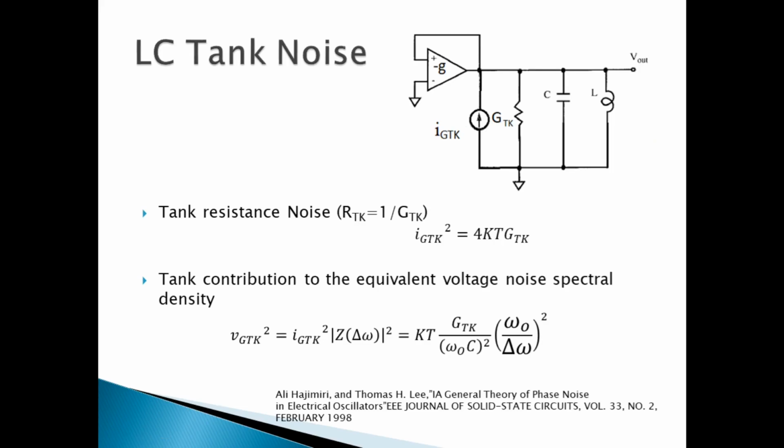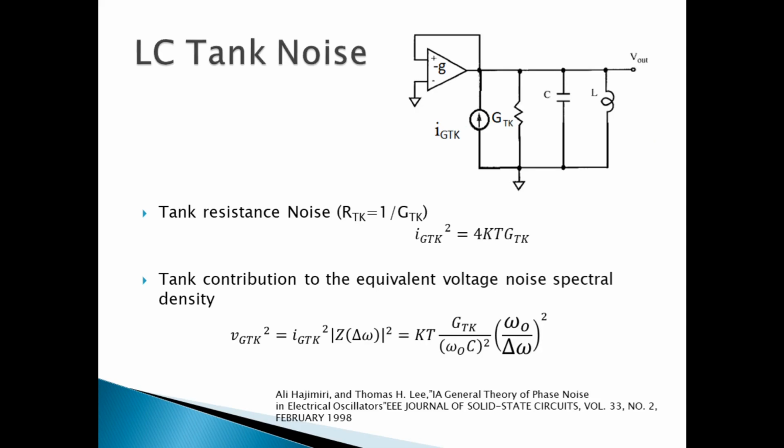It is also possible to rewrite the tank impedance in terms of quality factor. So this would be the quality factor, and you notice that the higher the Q, the better is the output from the oscillator. The more the Q, the more likely it is to be noise free.